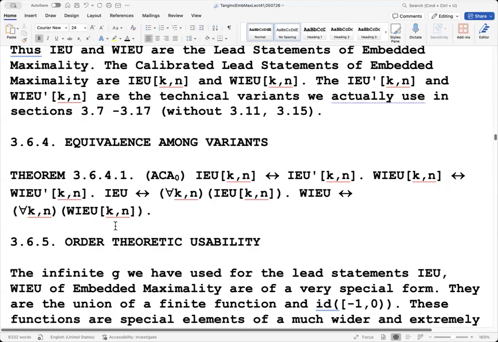And these are equivalent. This is obvious. It's just calibration. But there is a problem going from IEU prime back to IEU. I have to extend a chain to a maximal chain. I have to extend that, and in general that requires ACA not, well, just requires ACA not to do that.